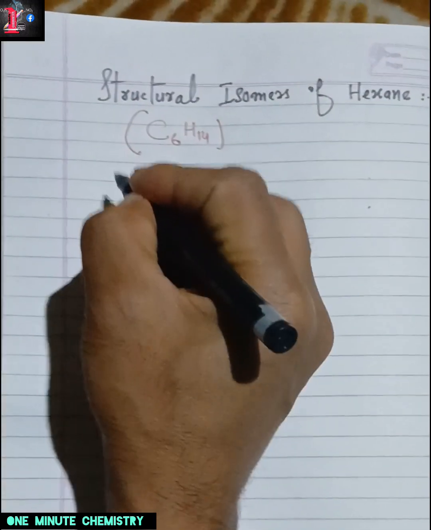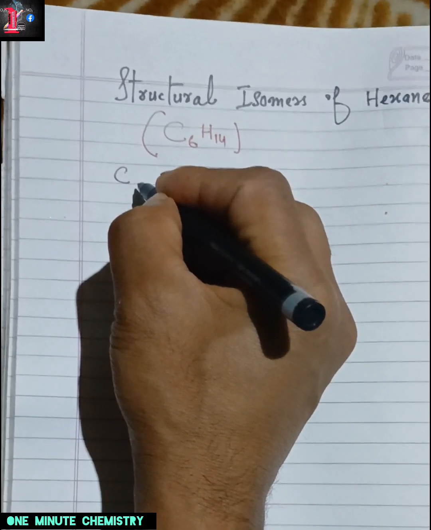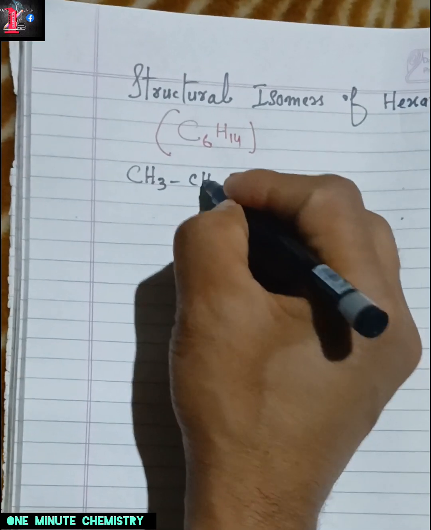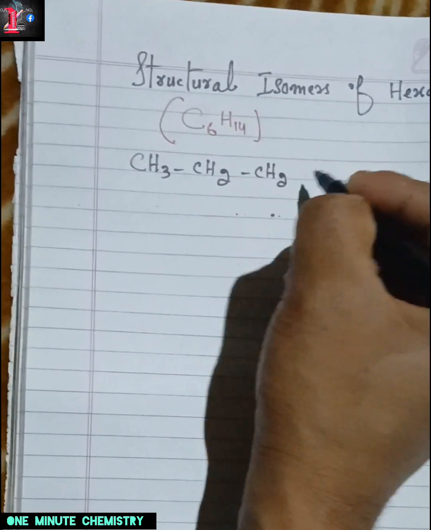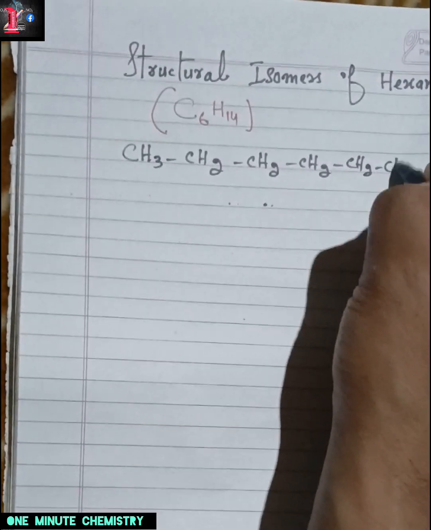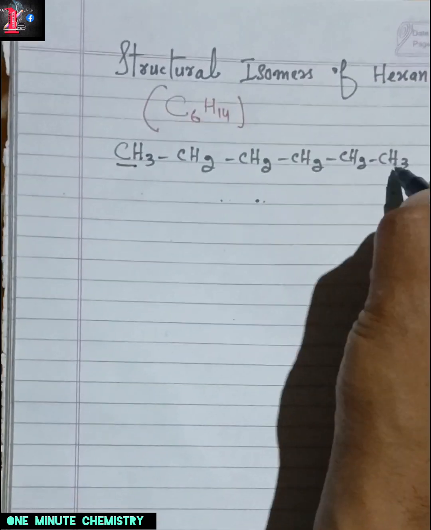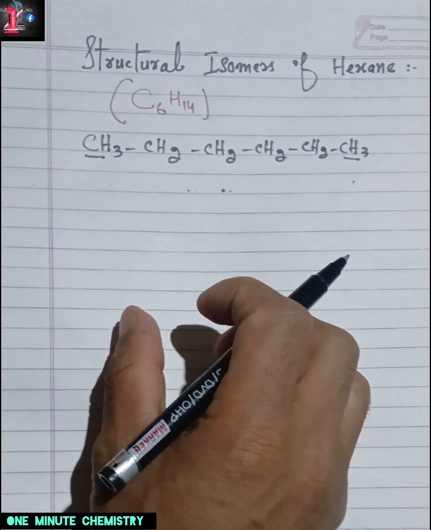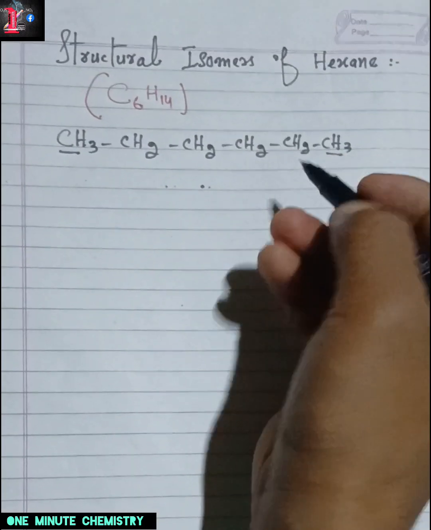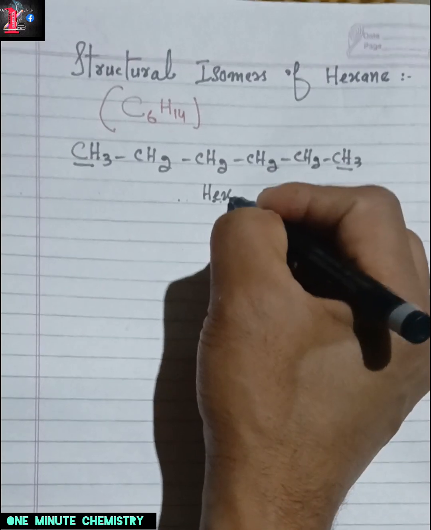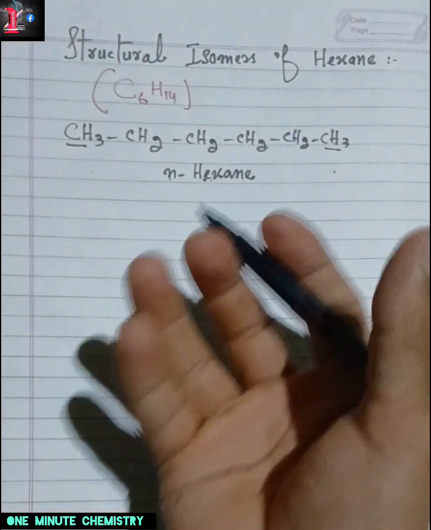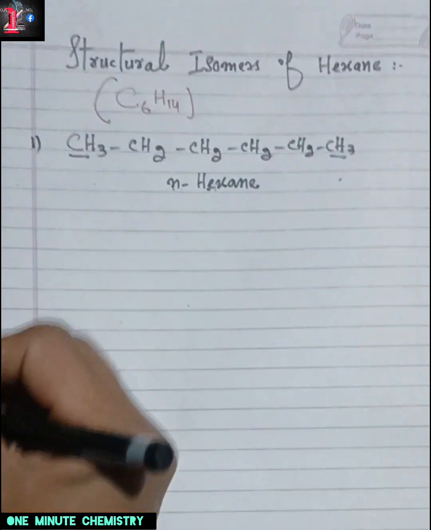First of all, we will draw the structure where 6 carbon atoms are present in a straight chain or linear chain. We know that CH3, CH2, CH2, CH2, CH2 and CH3. So these two are terminal carbon atoms and they are CH3. Now 1 2 3 4 5 6, there are 6 carbon atoms, so it becomes hex, and there is a single bond, so we add ane, so it becomes hexane, or we can say it is n-hexane, that means normal hexane. This is the first structural isomer of hexane.